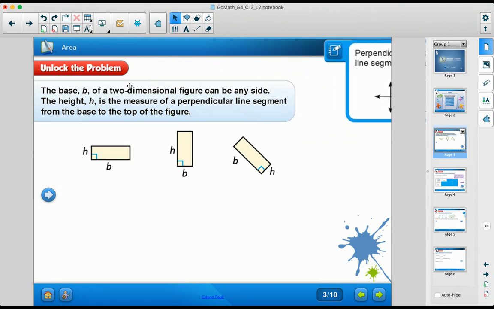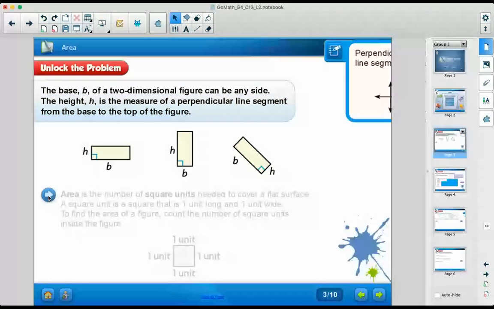Unlock the problem. The base B of a two-dimensional figure can be any side. The height is the measure of a perpendicular line segment from the base to the top of the figure. So here we have three different rectangles. The base is the bottom, the bottom, the bottom. So remember, B equals bottom, that's the base. The height is on the side.